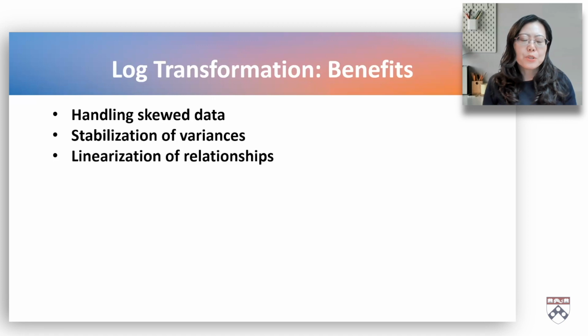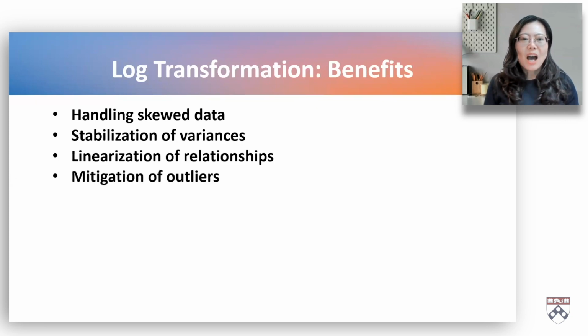Linear models often assume a linear relationship between variables, which may not be the case in the original scale. Log transformation can linearize certain relationships, enabling the use of linear models and simplifying interpretation. Outliers can disproportionately impact certain analyses. Log transformation can compress the range of values, reducing the influence of extreme values and making the data more robust.